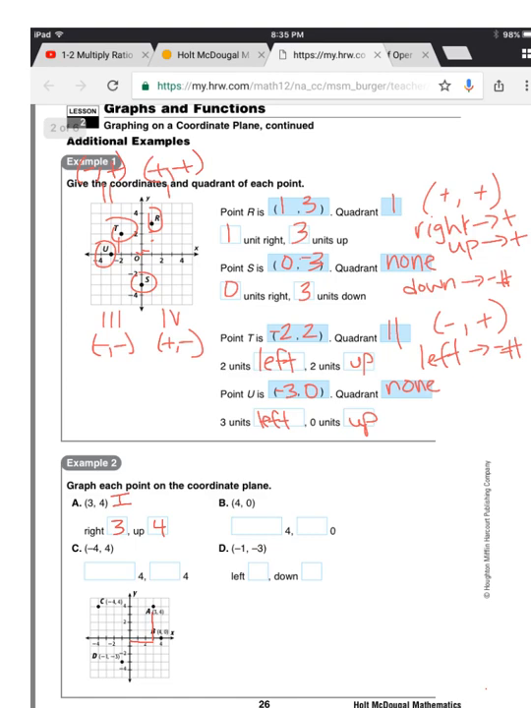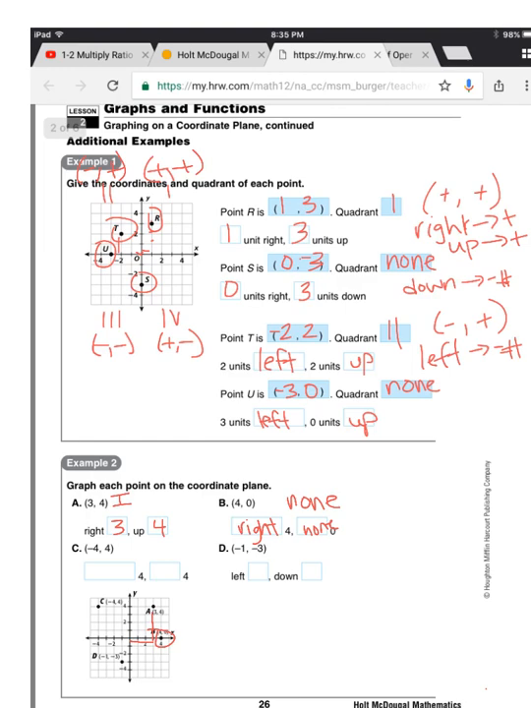Okay? B is 4, 0. Because one of the coordinates is 0, that is in a non-quadrant. It's either on the x or y axis. And because the y is 0, it is on the x-axis, which can get confusing. Anyways, in order to get to point B, we went 4 units right, and we went nowhere for 0. So I'm going to put none. We didn't go up 0.